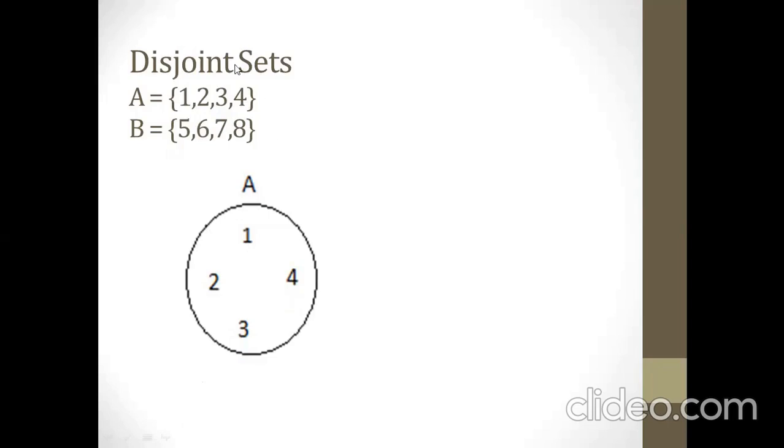Okay, as we can see, these two sets are disjoint sets. Then we have to draw another circle separately, as these are disjoint sets. There is no element present which is common to both the sets. Okay.